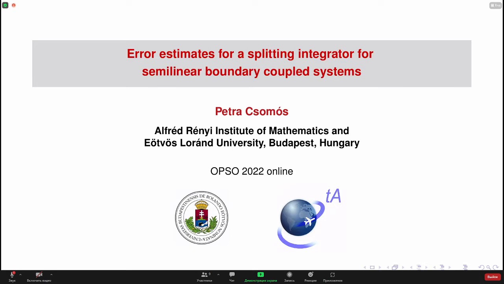So I'm very happy to participate again at this conference. This is my second year here. And as Katarina in the previous talk, I will also speak about a numerical method and convergence analysis. So precise error estimates, which I won't prove, of course. I will just show some ideas.